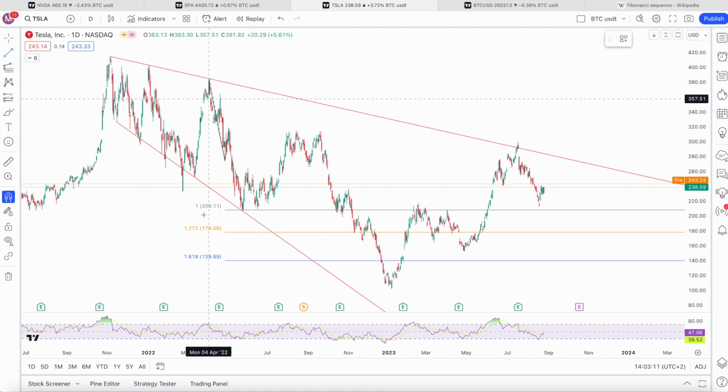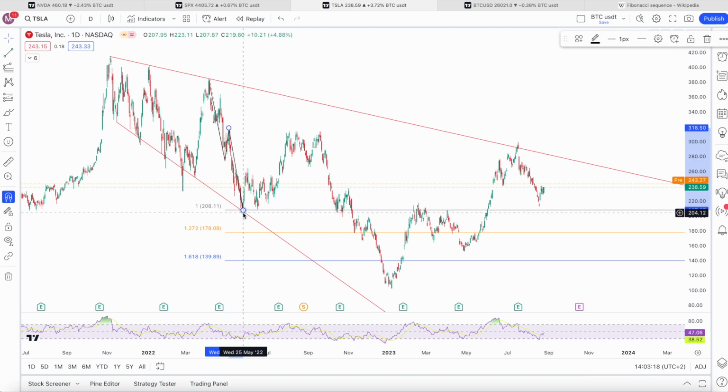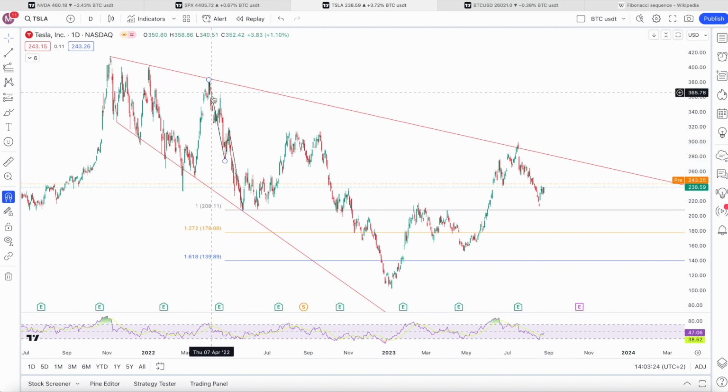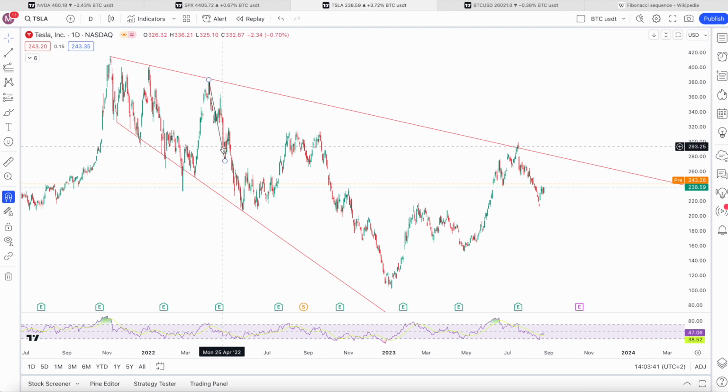And the idea is that if we hit the 1 fib, it means that the leg from here to here is basically exactly the same, in distance, in length, as the first leg. And what we have here is an ABC correction. So you have an A leg, then you have a B retracement, and a C leg. And the C leg equals the A leg in length. And this is how you can see a beautiful market symmetry in motion. All right, so let's go further.